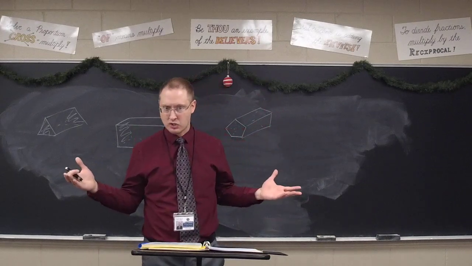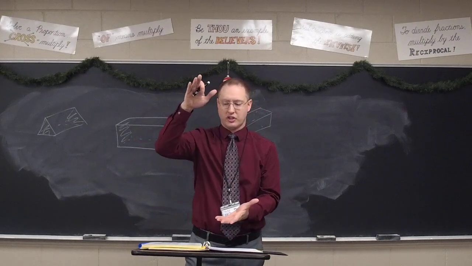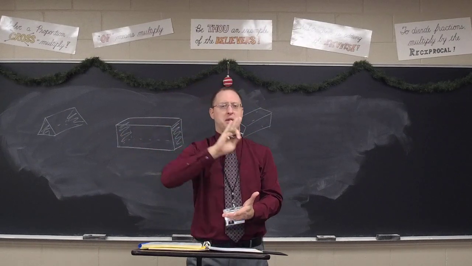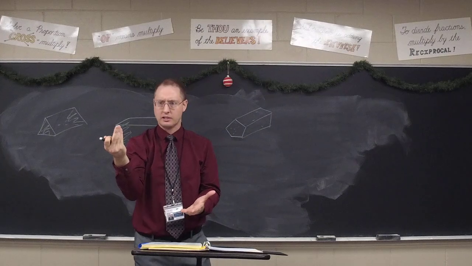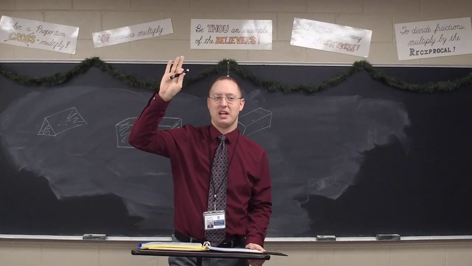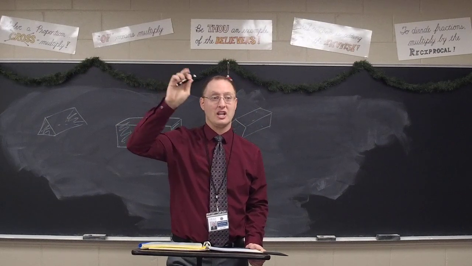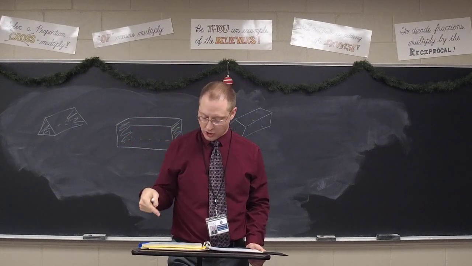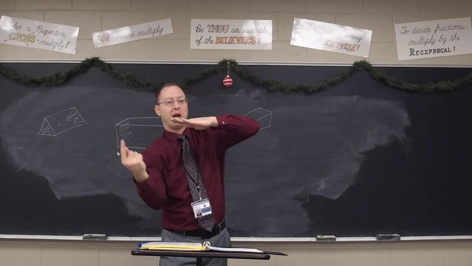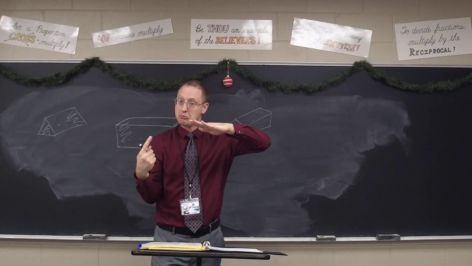Picture a can of beans, right? Got a circle on the bottom, circle on the top. And then it's just one continuous piece that wraps all the way around, correct? Have you ever peeled the label off a can of beans? What shape is the label? It's a rectangle. Technically, you could think of a cylinder as 2 circles with a rectangle that wraps around it.